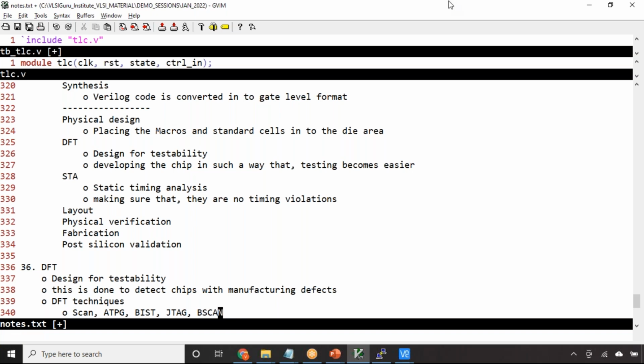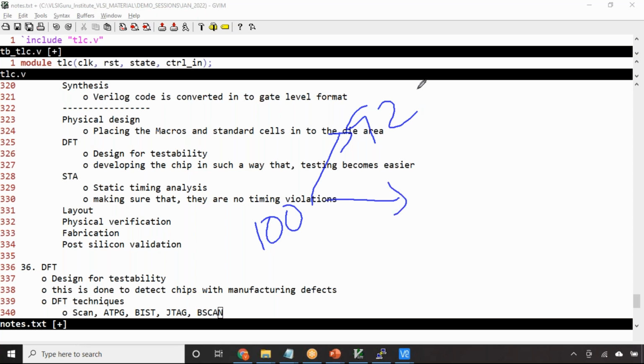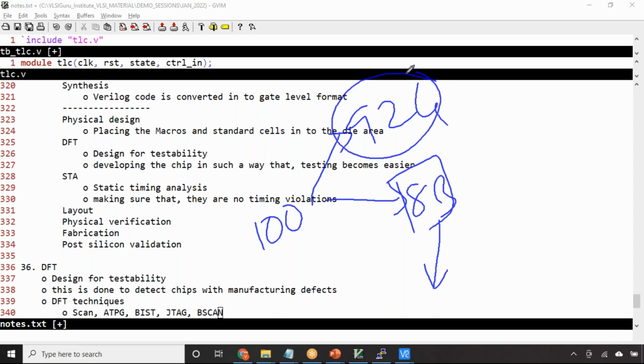If I give you 100 chips that are manufactured, they can tell 92 chips are good, 8 chips are bad. So these bad chips will be thrown out. These 92 chips will be used. They will actually go into my final electronic product. That technology is called DFT.